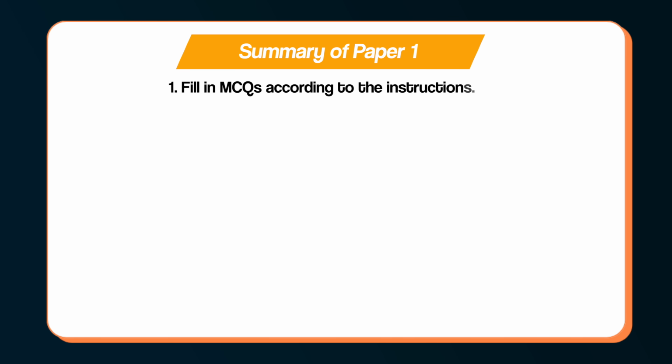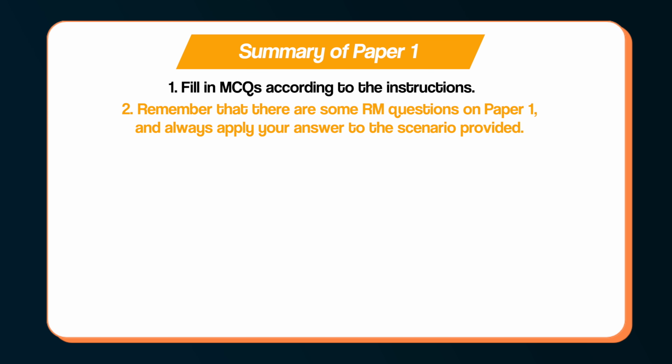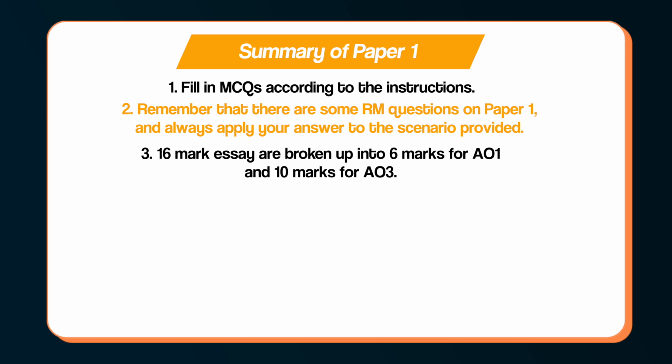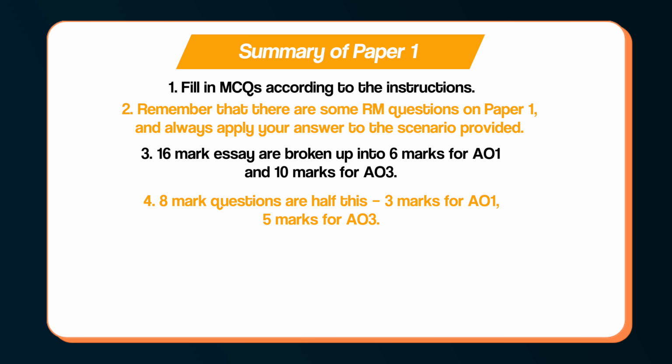So that completes not only section D, but also paper 1. But just before we finish, I said at the end of paper 1, I'd provide a quick summary of the main takeaway lessons from the whole paper. So to summarise, number 1, fill in multiple choice questions according to the instructions. Number 2, remember that there are some research methods questions on paper 1 and always apply your answer to the scenario provided. Number 3, 16-mark essays are broken into 6 marks for AO1 and 10 marks for AO3. Number 4, 8-mark questions are half this, 3 marks for AO1, 5 marks for AO3.